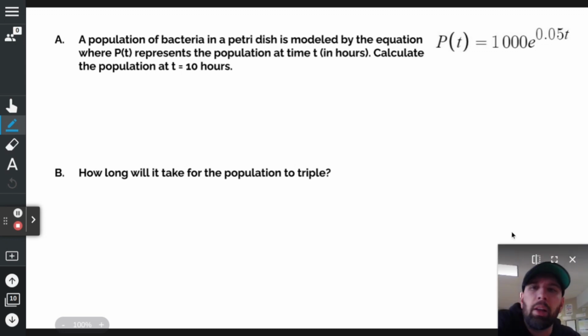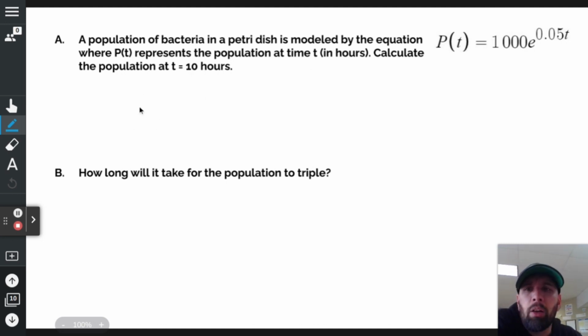I can. Another calculator problem. A population of bacteria in a petri dish is modeled by that equation right there. Very continuously compounded interest formula E. P of t represents the population at time t in hours. E is e. We're going to start out by saying, all right, well, let's have t equal 10.